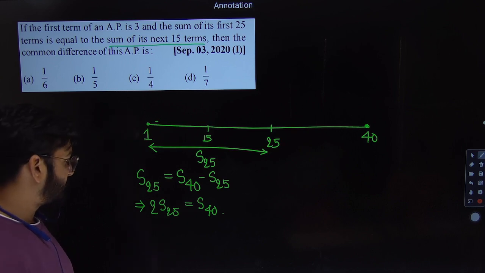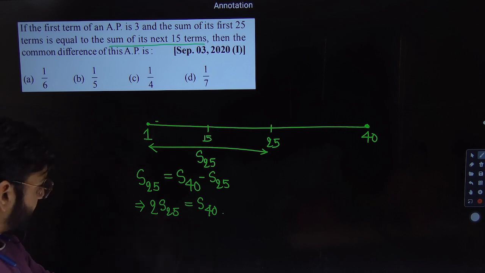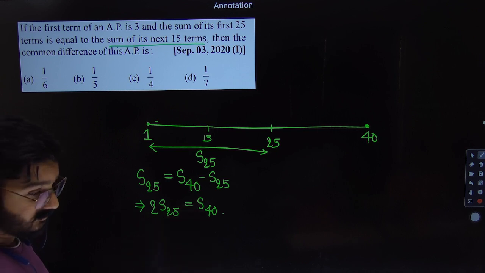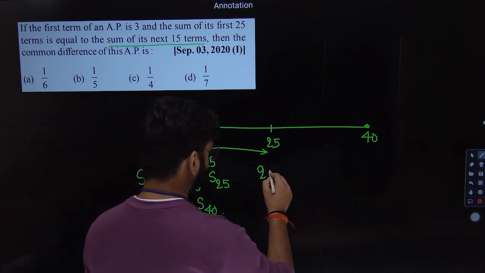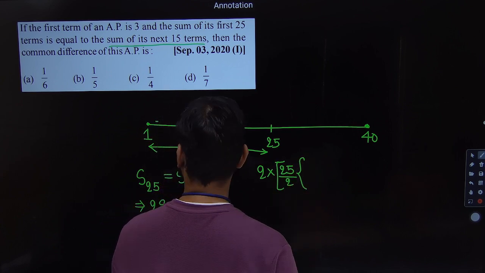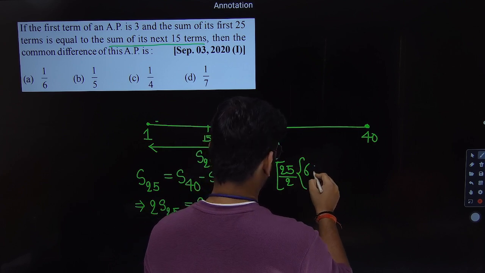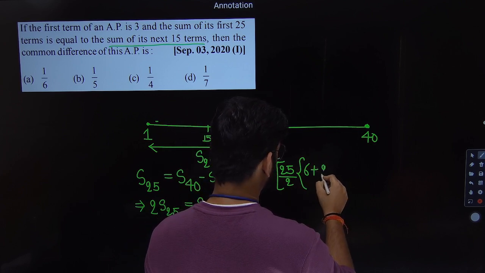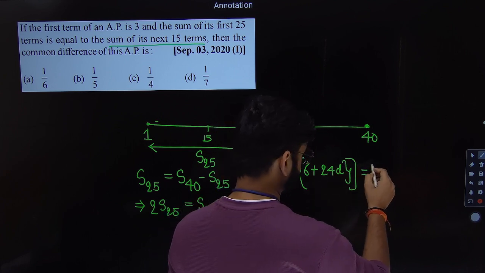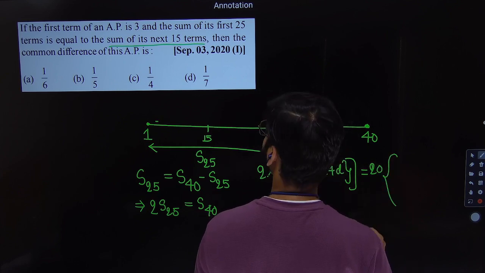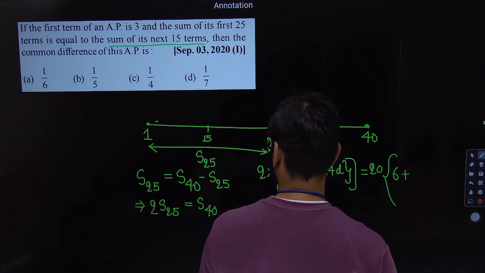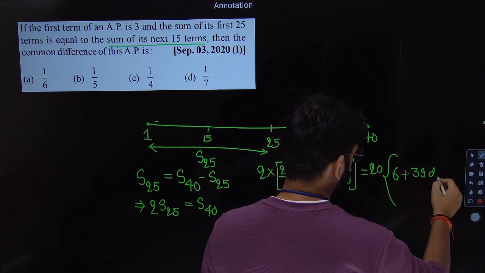Now there is nothing left in this question. Just substitute the formula for sum of n terms. Solve. Now this becomes a grade 10th question. So 2 times n by 2, 2a. What is the first term? 3. Plus n minus 1, 25 minus 1, 24d. Equals n by 2, 40 by 2, 20. What is the first term? 3, right? So 2a is 6, plus n minus 1, so 40 minus 1, 39d.